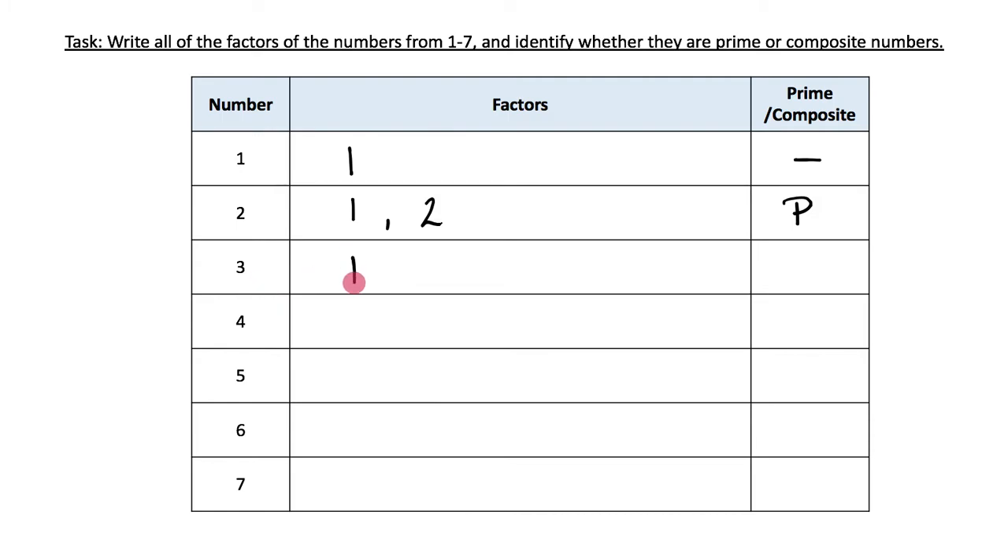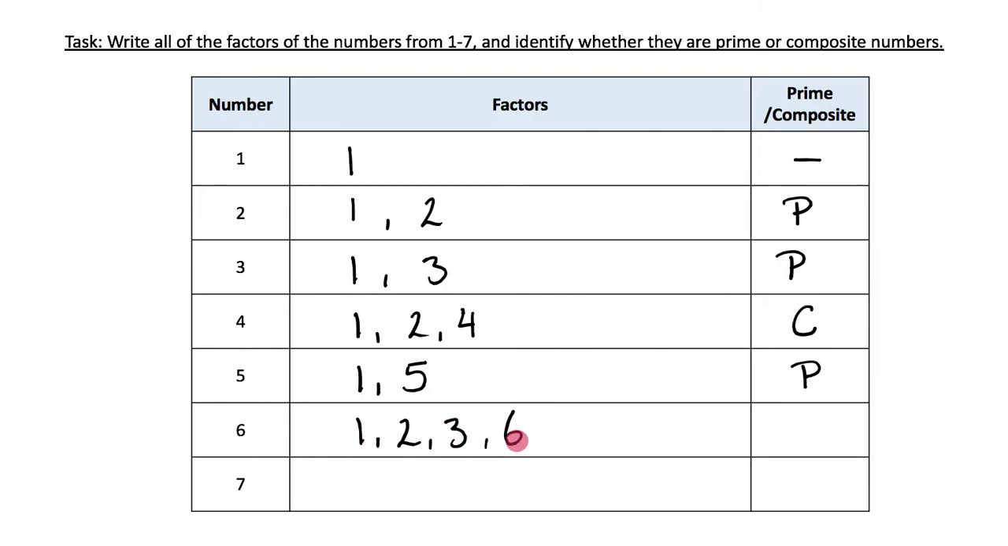3, the factors will be 1 and 3. So 1 and itself, which makes it a prime number. 4 has 1, 2, and 4. So because it has more than two distinct factors, that is going to mean it's a composite number. 5 has 1 and 5. So 1 and itself, that makes it a prime number. 6 has 1, 2, 3, and 6. It has more than 2, and therefore it is a composite number. 7 has 1 and 7, which means it's a prime number.